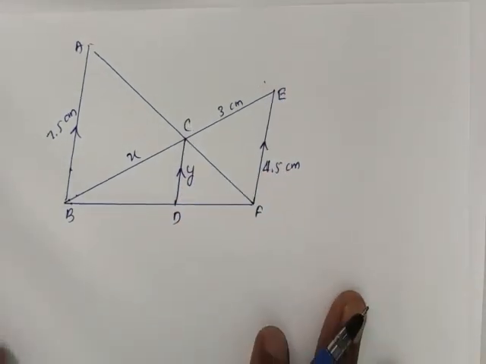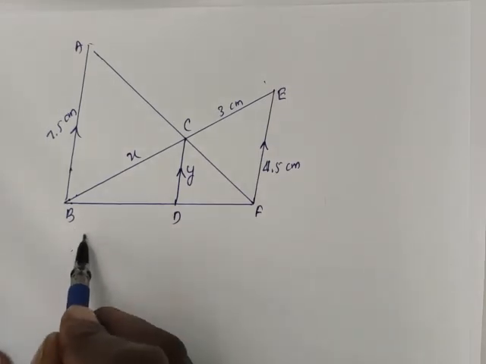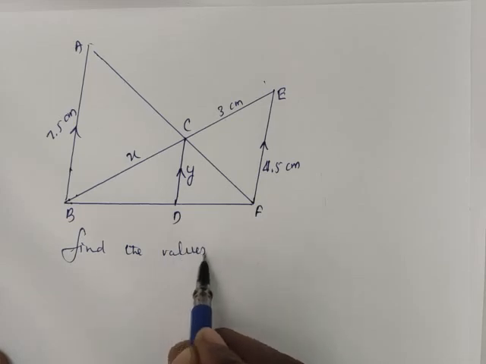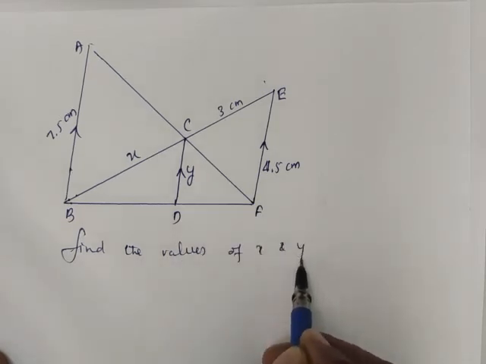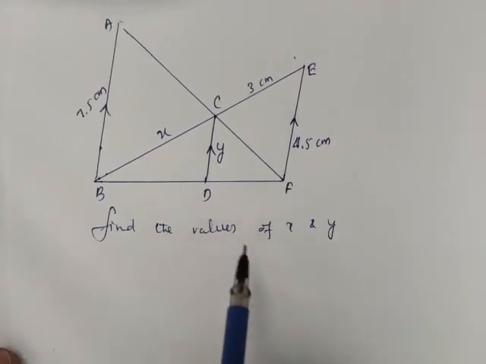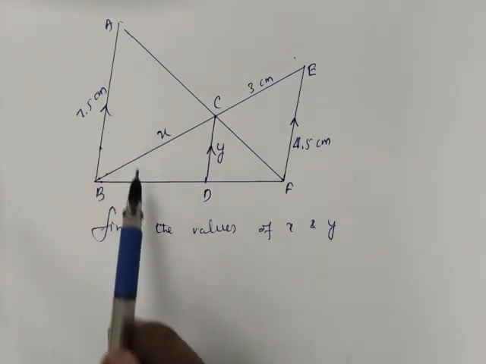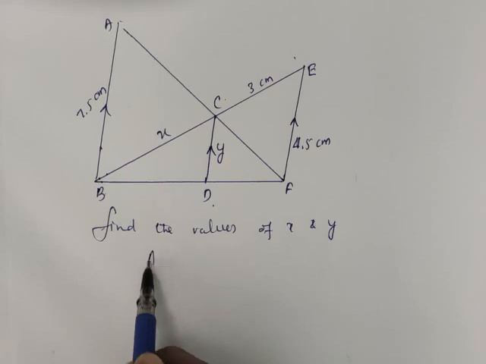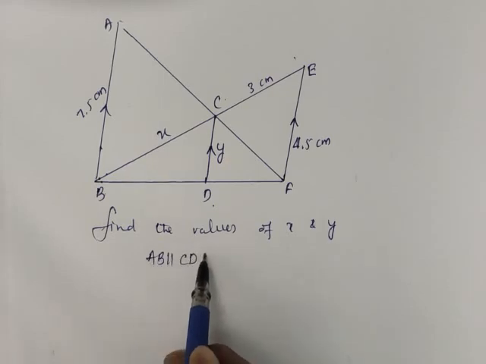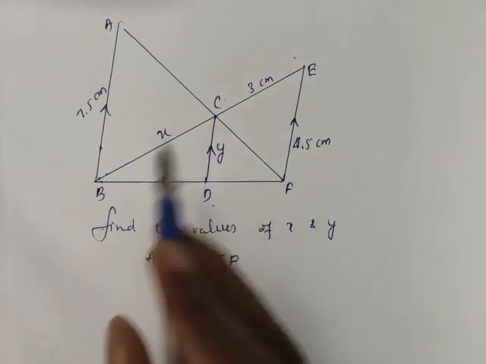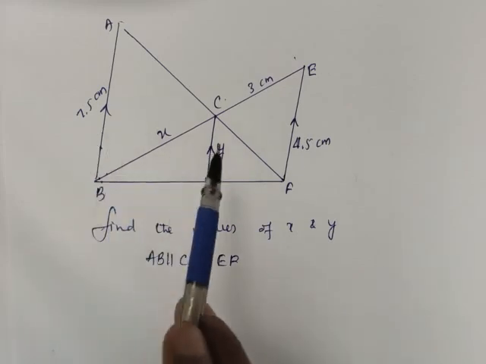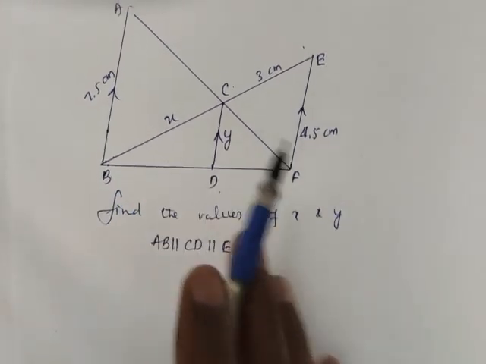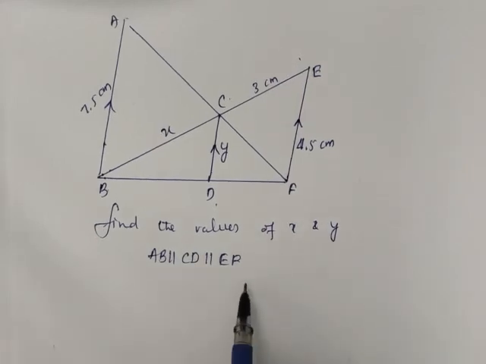So this is the problem figure. The question is find the values of x and y. That's it. From the question, find the values of x and y, and A, B, C, D and E, F. AB parallel to CD parallel to EF. These three are parallel now. AB, CD and EF, all the three are parallel. Find the values of x and y. In the diagram, what is the value of x and y?